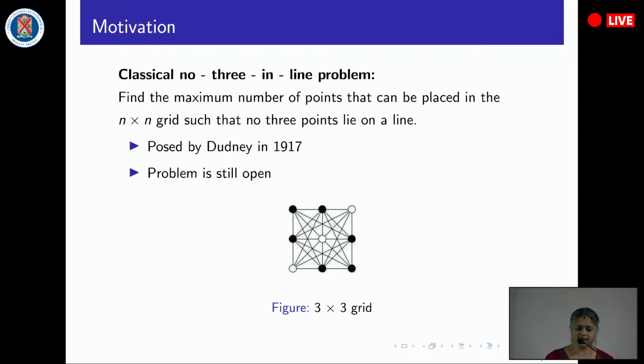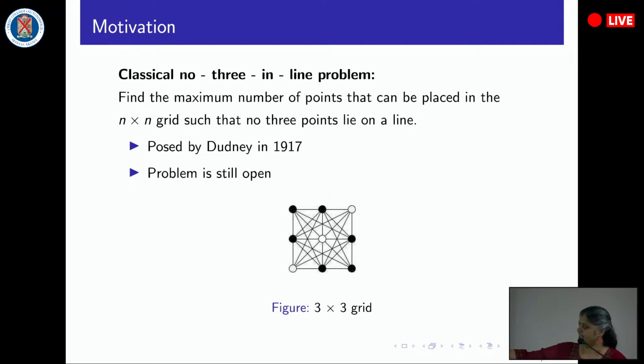The classical no-3-in-line problem is like this: you have an n by n grid, and you are supposed to place points in the grid in such a way that no 3 points are in a straight line. When I say grid, you should not get confused with the graph theory notion of a grid. For us, grid means Cartesian product of paths. In this structure, you have to place points in such a way that no 3 of the points are in a straight line: not horizontally, not vertically, and not diagonally.